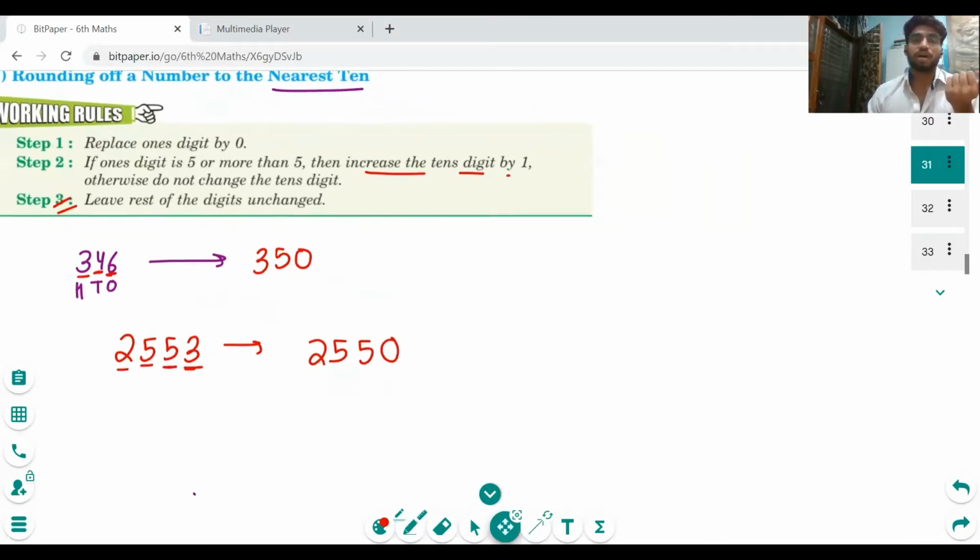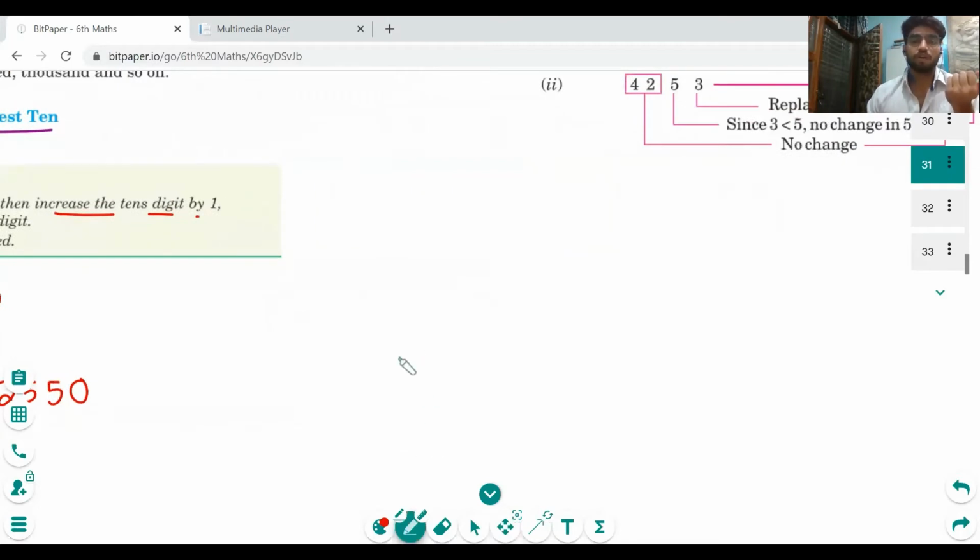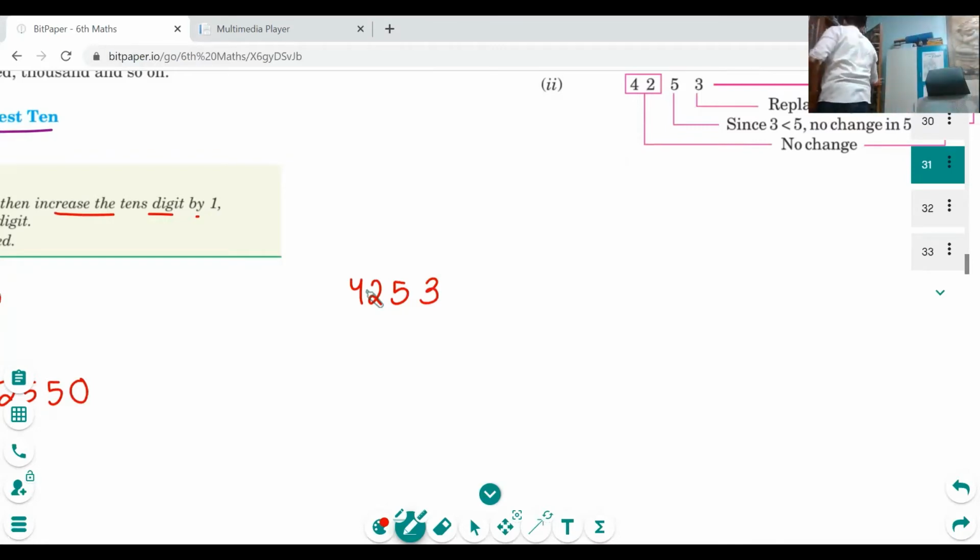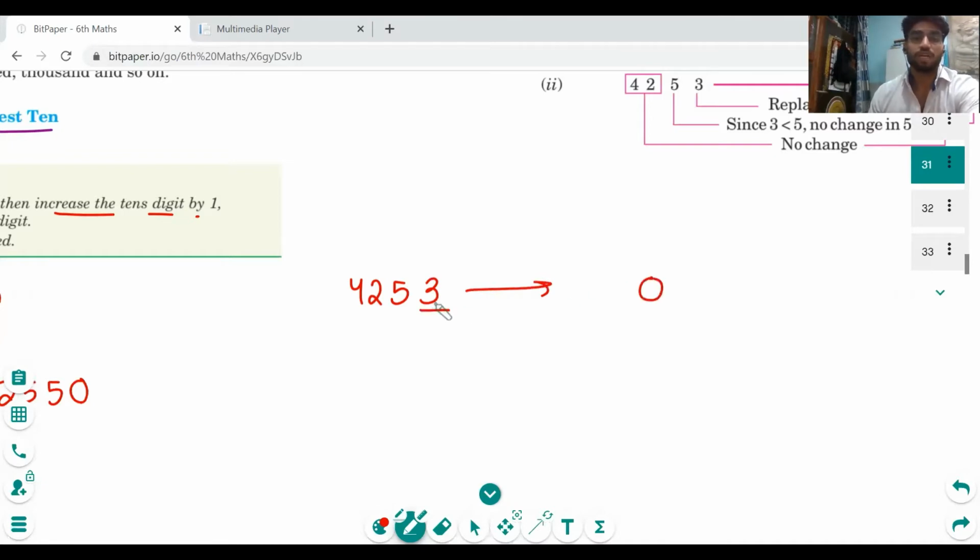Okay, let's try one more. How about 4253? Again, let me shut the door. I can hear some noises coming up, right? Just a minute. There we go. Okay, so now we are going to round this off to the nearest 10. So first step, convert this to 0. Let's check, is it greater than or equal to 5? No. So I will keep the tens digit as it is. Now the remaining digits, let's keep as they are.